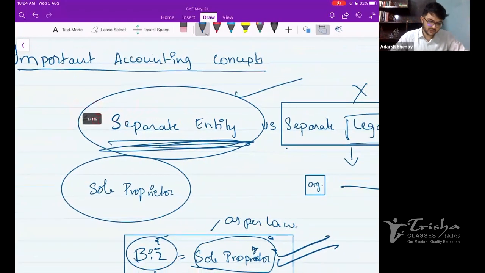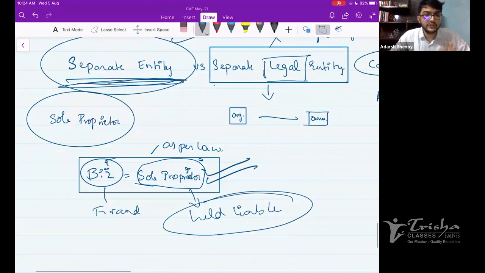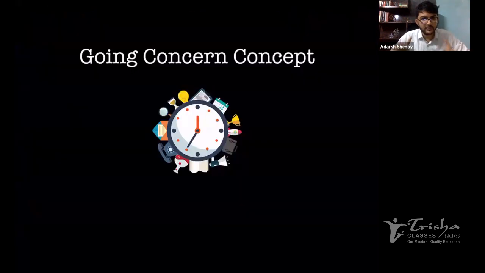No, the different process, Pranav. You will understand that later on. Okay, I hope you have understood the difference between separate legal entity and separate entity concept. These are two different things. Okay, don't get confused.